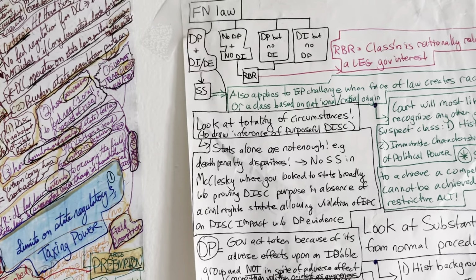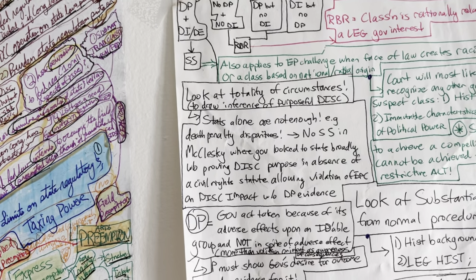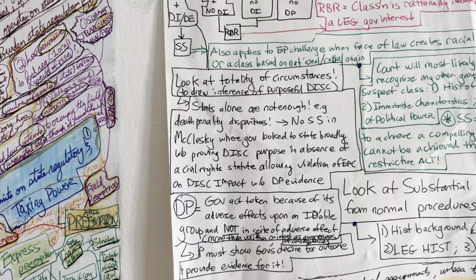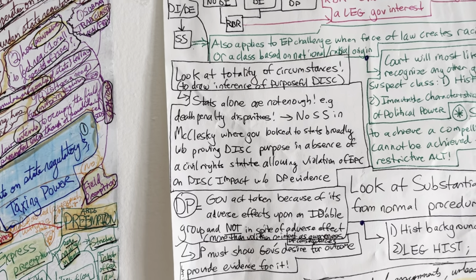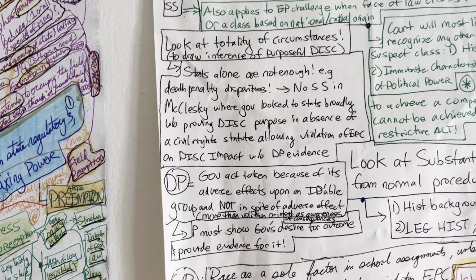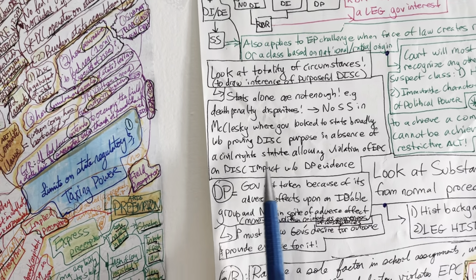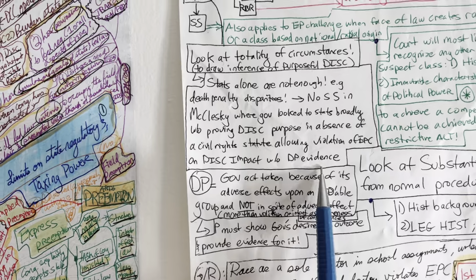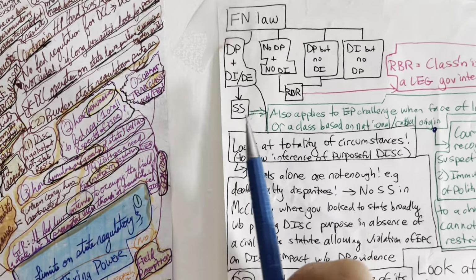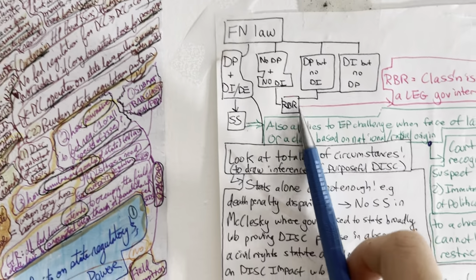So in that McCluskey case, the government looked to statistics broadly without proving discriminatory purpose, in absence of a civil rights statute allowing violation of the Equal Protection Clause on discriminatory impact without discriminatory purpose evidence. So again, you need both for strict scrutiny to apply, not necessarily rational basis review.